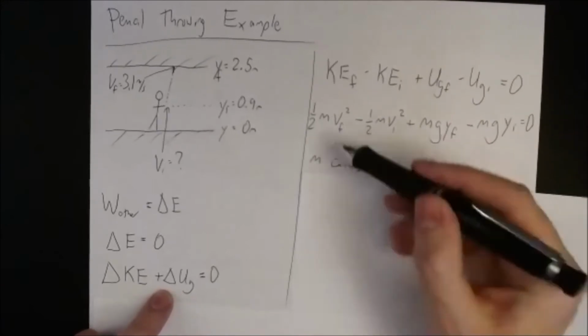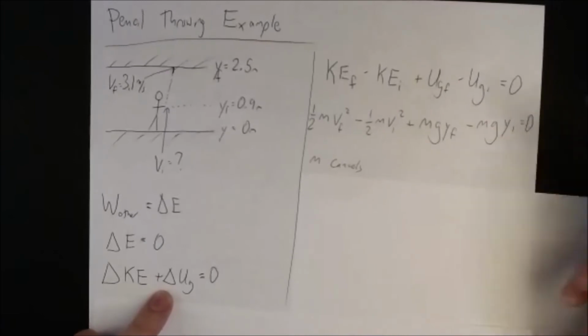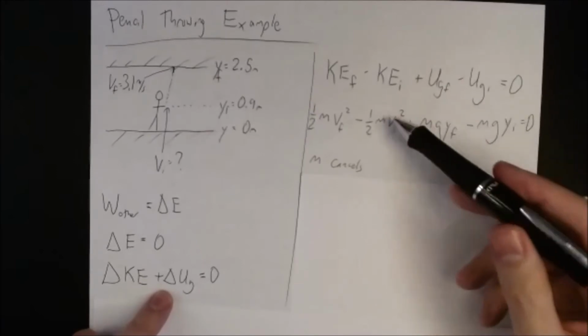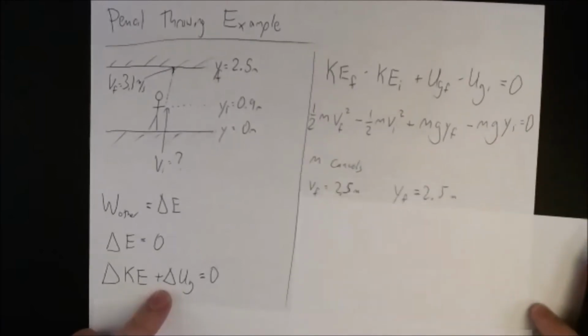We can cancel out m everywhere. There's an m in every term. We can divide both sides by m. 0 divided by m is still 0. All these take the m out.